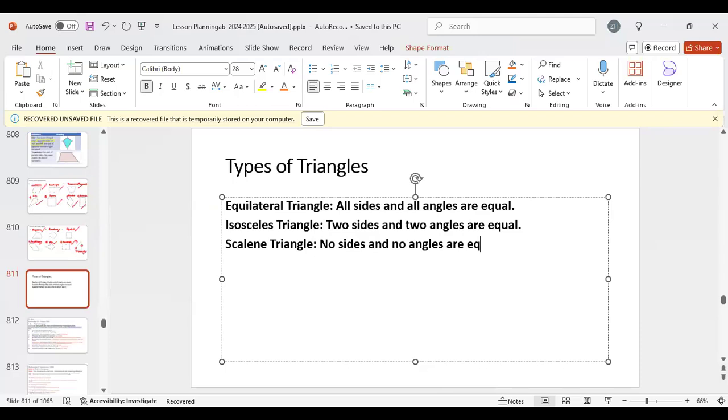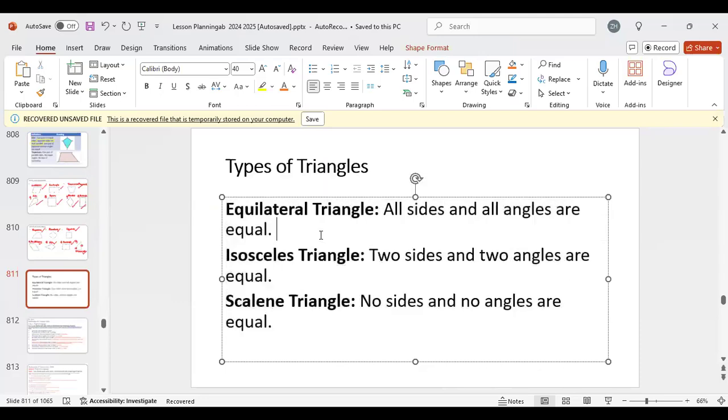Sash, I think I didn't hear you with the identifying the quadrilaterals. How did you do? I'm still identifying.